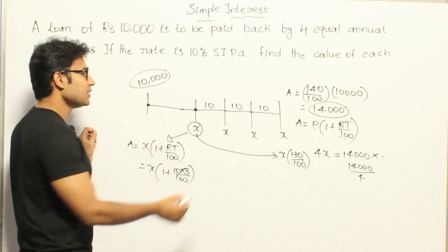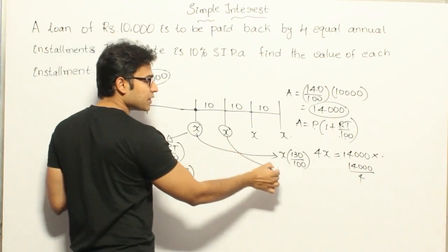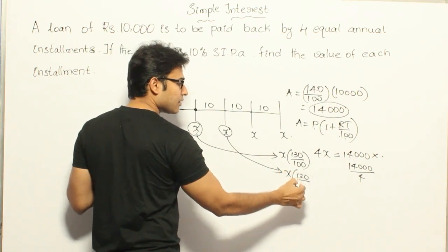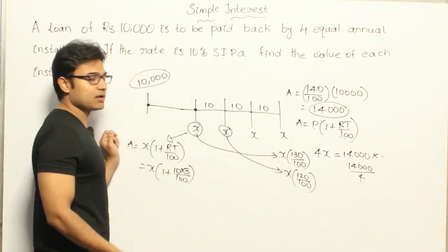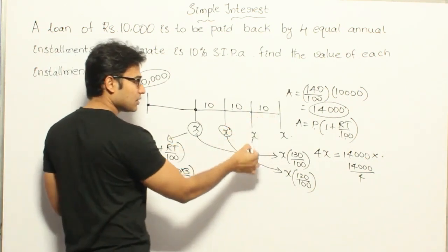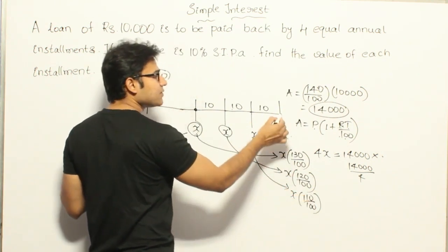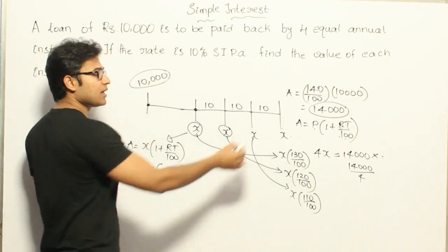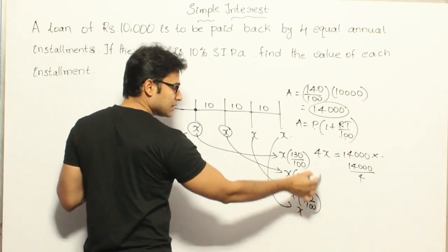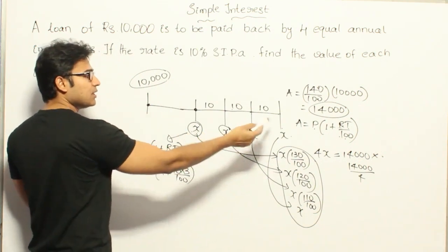Got it? Similarly, this one is going to grow for 20%. Therefore, by the time this value goes there, what will it contribute? It will be x into 120 by 100. Same way, right? And what about this one? This one is going to grow by 10%, right? Therefore, this value will become x into 110 by 100. And what about this value, the last installment x? You are not letting it grow by any time, therefore it is going to be same, right?